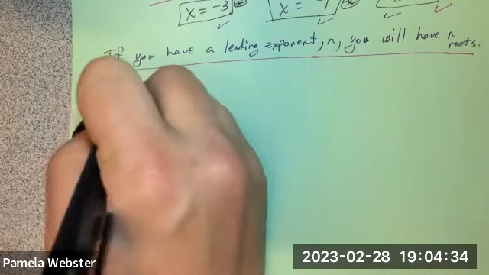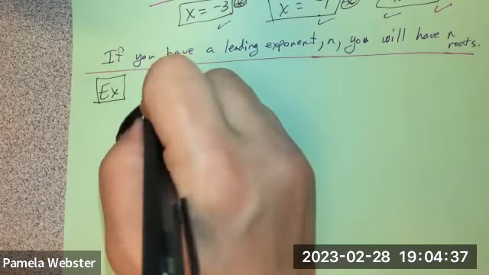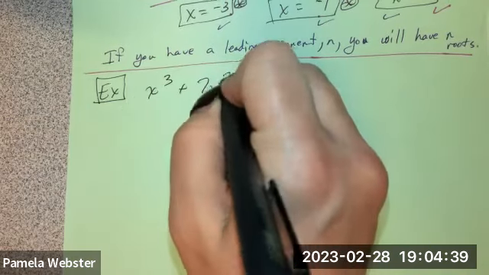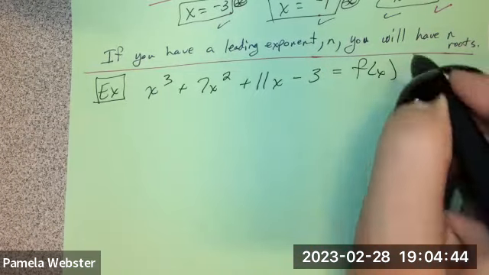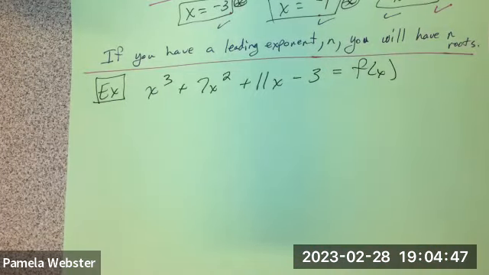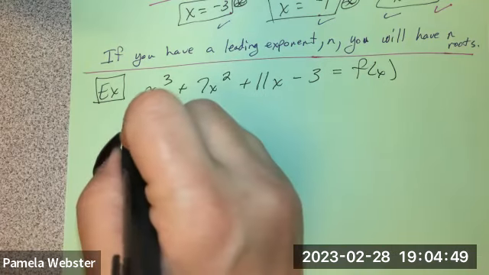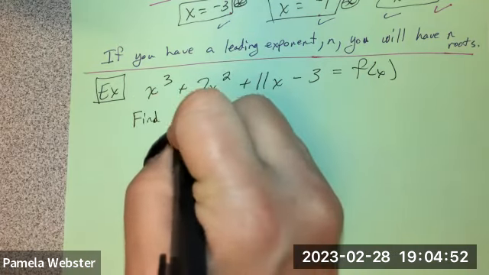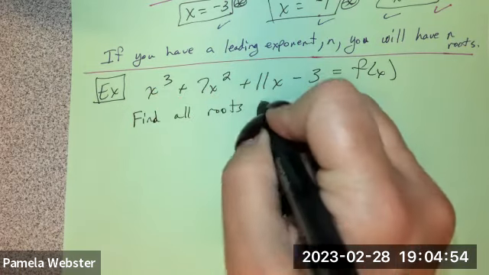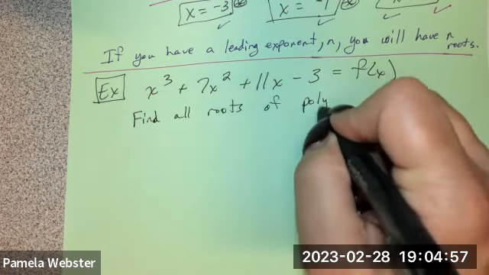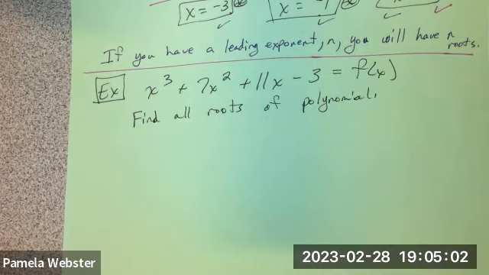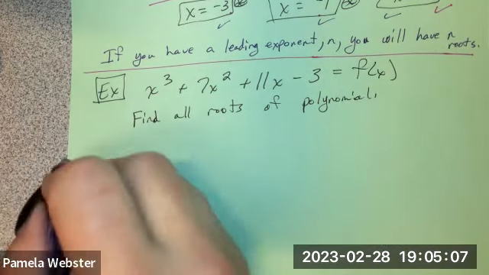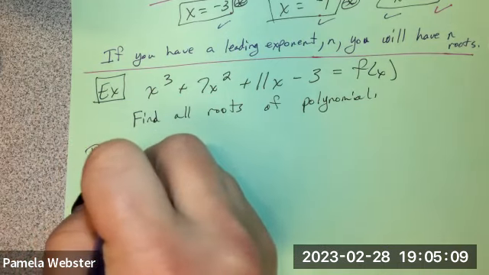Okay, here's my example. x to the third plus 7x squared plus 11x minus 3. That's my f of x. And the directions for a problem like this are going to say something like, find all roots of the polynomial. I'm going to first find the possible rational roots, and then I'm going to find all of the roots. So let's start with the rational root test.